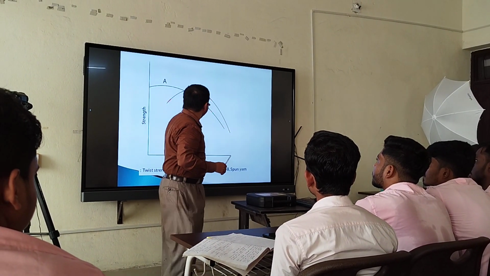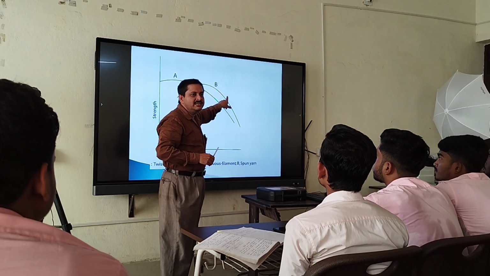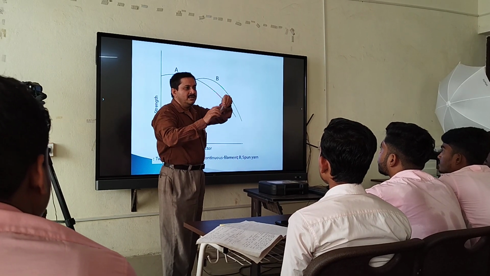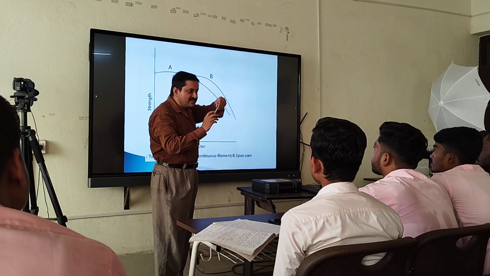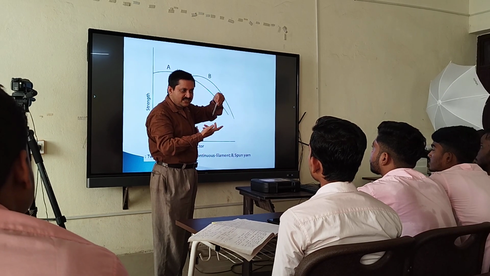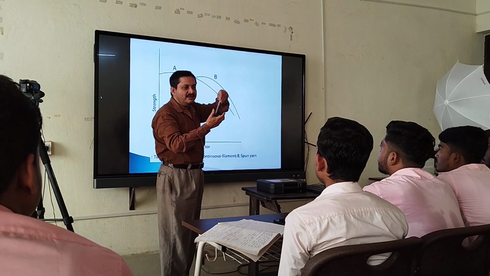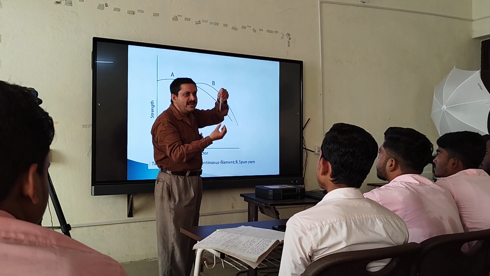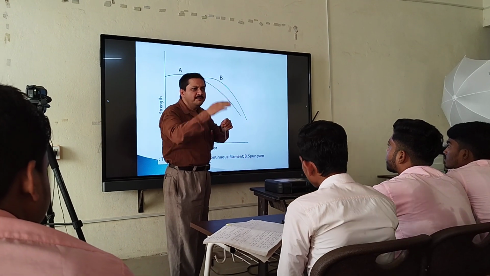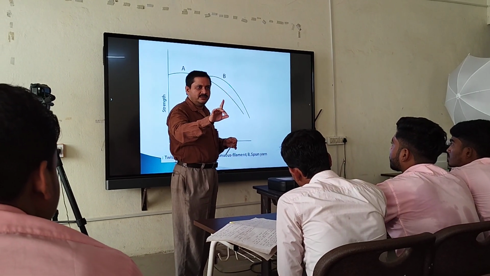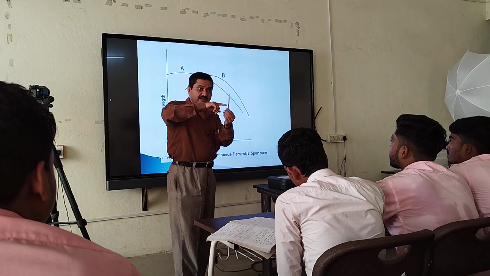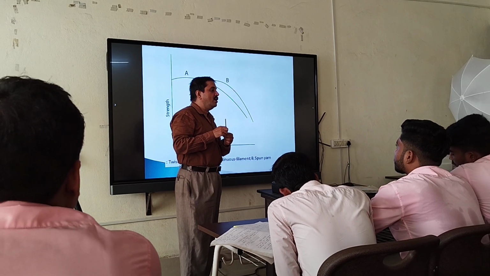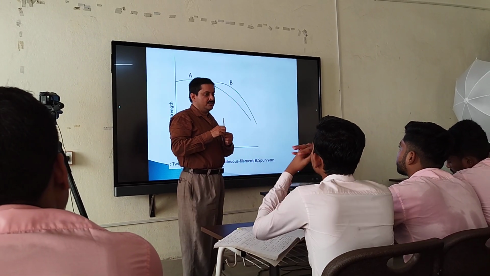So if I increase the twist level after the optimum twist factor, what will happen? More fibers are spirally placed. More spiral means the T cos theta component comes into play, so the load bearing capacity of the yarn will be reduced. Got my point? That's why this spiral effect is called the obliquity effect.